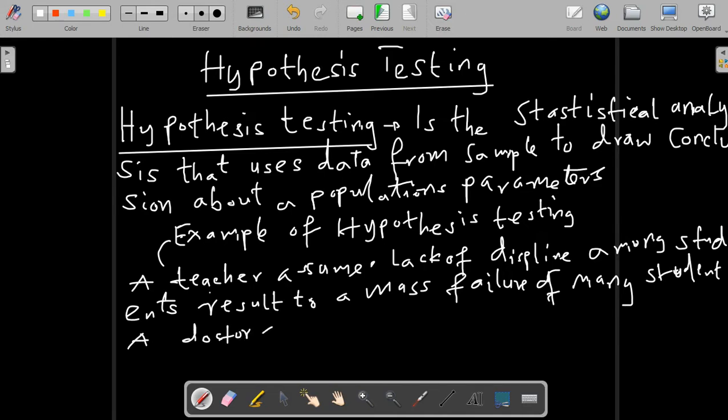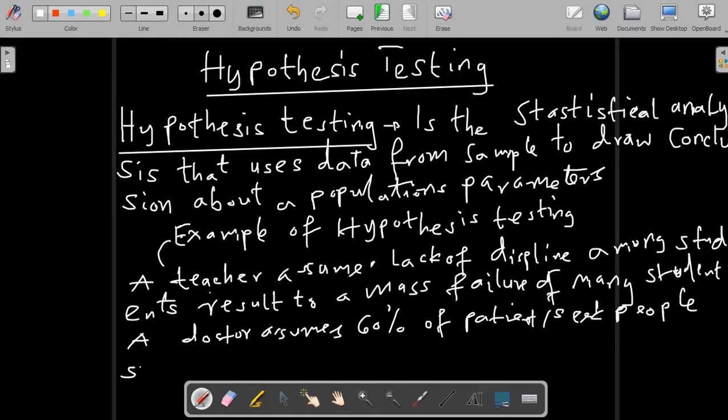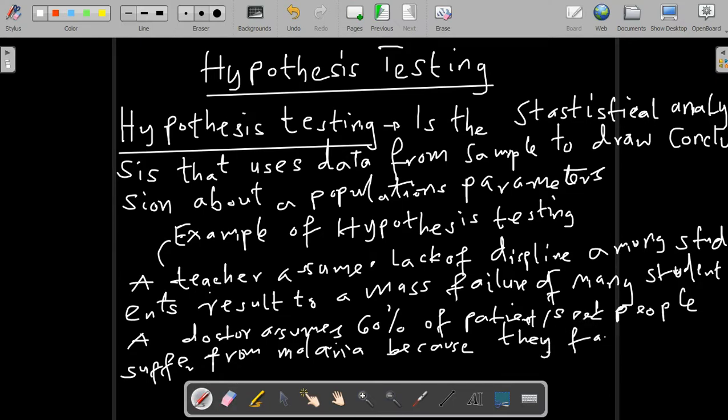Also, let's consider another example. A doctor assumes 60% of patients who are suffering from malaria come from rural areas. This is like a guess of a doctor, trying to capture why people are suffering from malaria. It's because maybe they are living far away, they don't have information, they lack medical treatment at early times, and many factors like that. So this is a logical guess from a doctor. This is what we refer to as hypothesis testing.